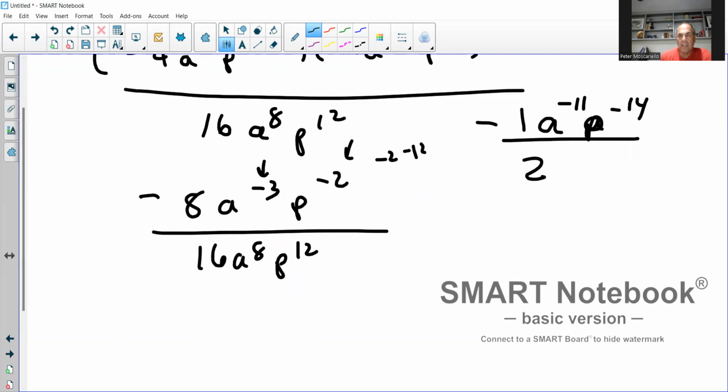So you get negative 1 on top, 2 in the bottom, a to the 11th on the bottom, p to the 14th in the bottom.